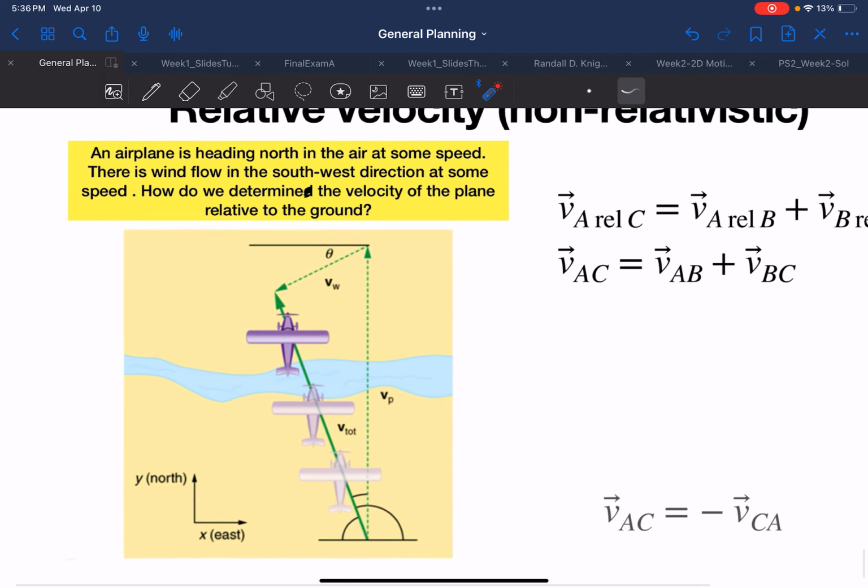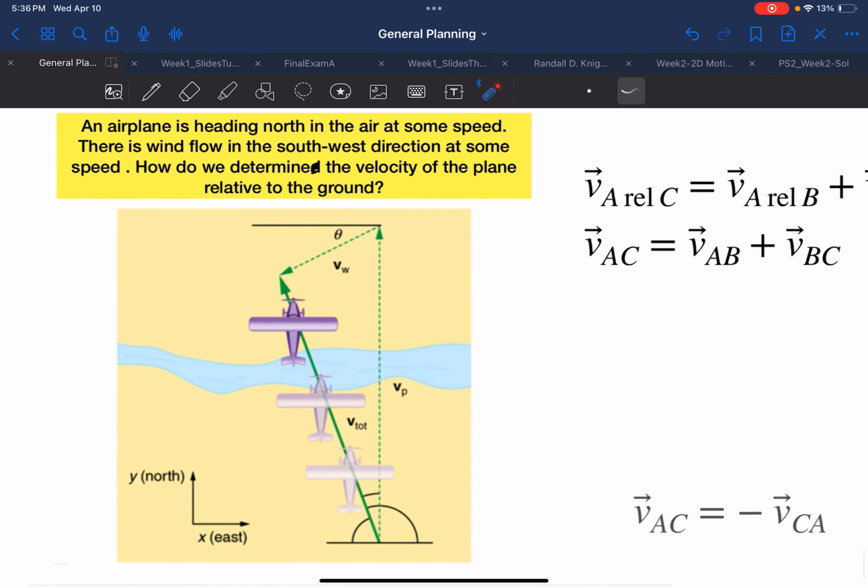Let's say we have an airplane that is heading north in the air at some speed, and there's wind flow in the southwest direction at some speed. How do we determine the velocity of the plane relative to the ground? This example doesn't give us what the speed is, so we would just come up with an expression for how you would calculate the velocity of the plane relative to the ground.